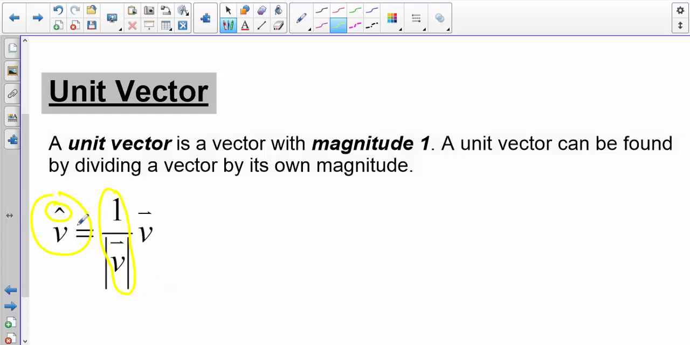Notice that symbol right there. That symbol denotes that it's a unit vector. So it has a magnitude of 1. Of course, it has a direction, and that still makes it a vector, but it has a magnitude of 1.